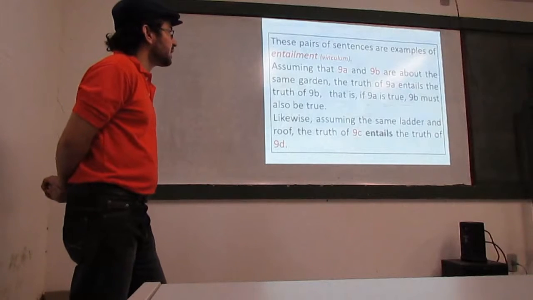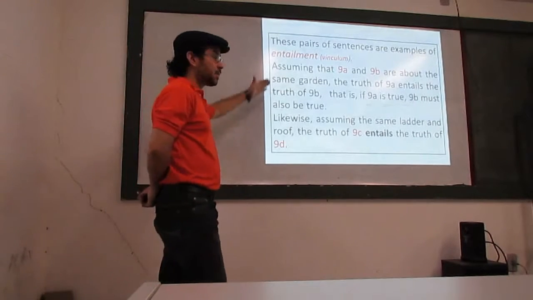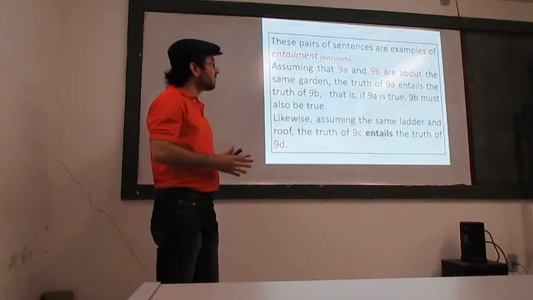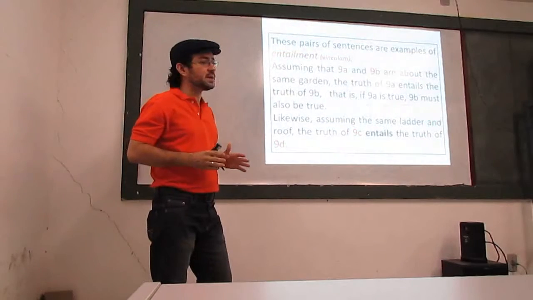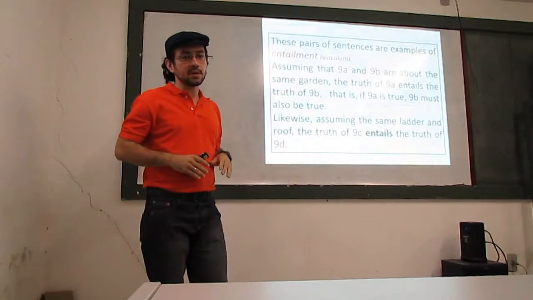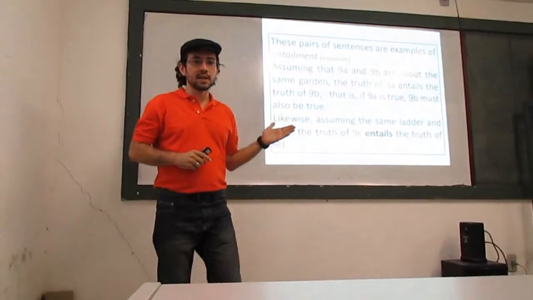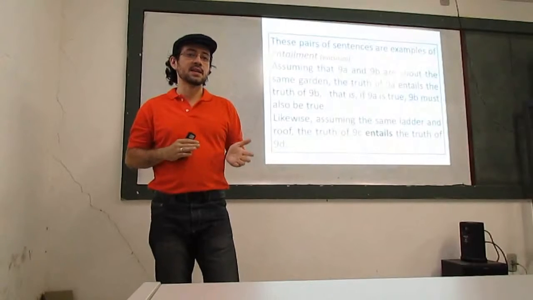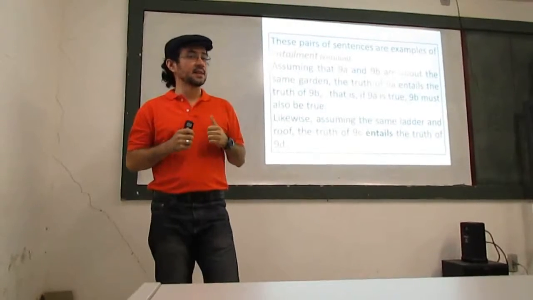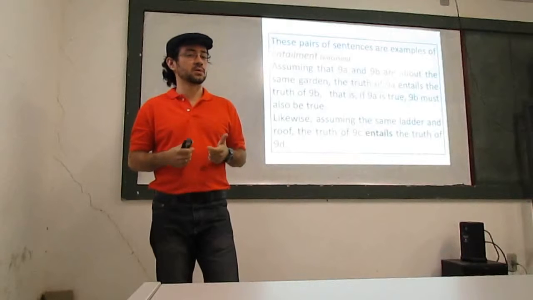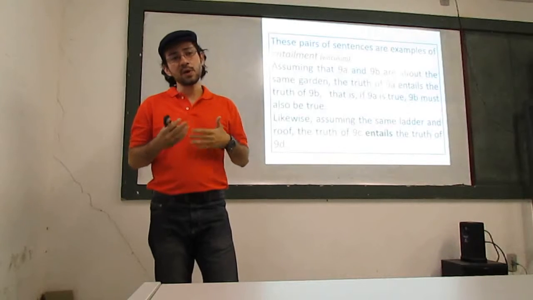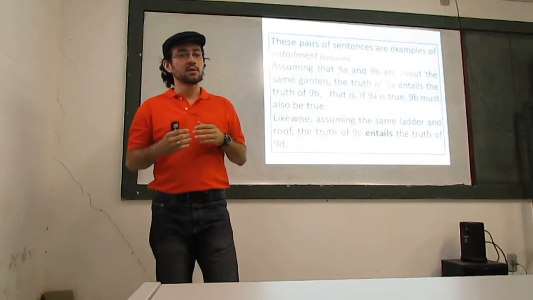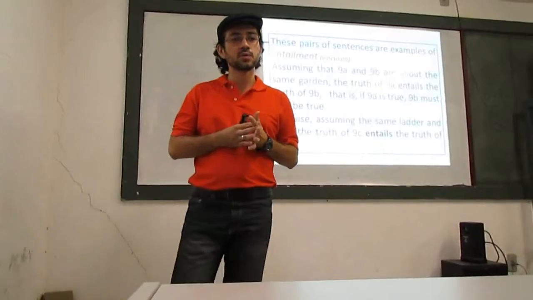These pairs of sentences are examples of entailment or vinculum. Okay? Vinculum. Assuming that 9A and 9B are about the same garden, the truth of 9A entails the truth of 9B. That is, if 9A is true, 9B must also be true. Okay? Likewise, assuming the same letter and roof, the truth of 9C entails the truth of 9D.